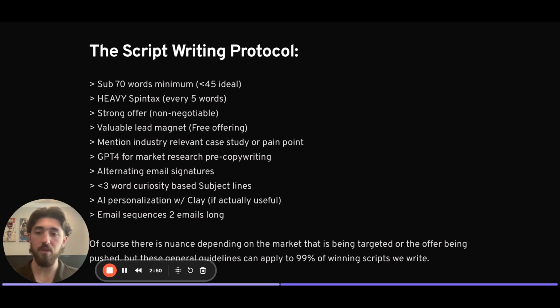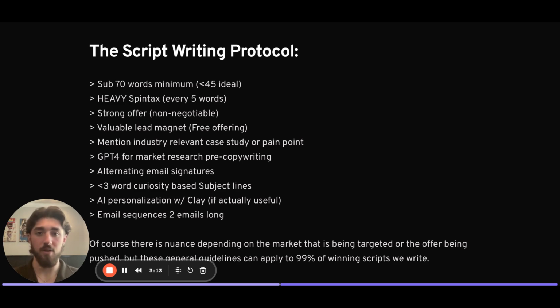So ideally you want every other word to be spintaxed. You don't have to go absolutely crazy with it, as long as there are two switching words between each word. You don't have to have different variations of one word, you just need at least two. But having that all across the email is going to be absolutely crucial.